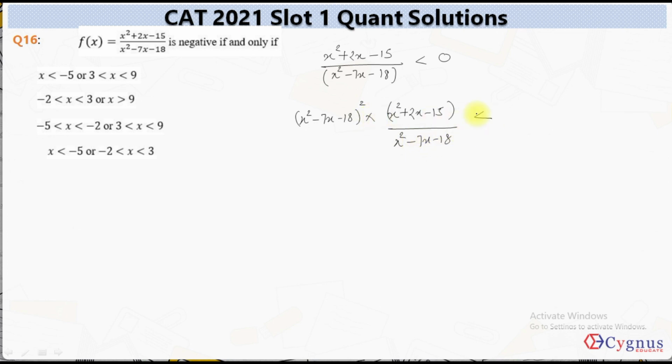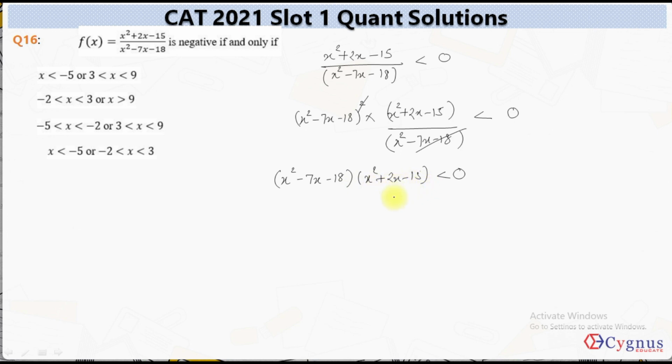Zero when multiplied by any term remains 0. Look at this, this part will be cancelled out. So I'm left with what? (x square minus 7x minus 18) into (x square plus 2x minus 15) less than 0. Now this is the question form.